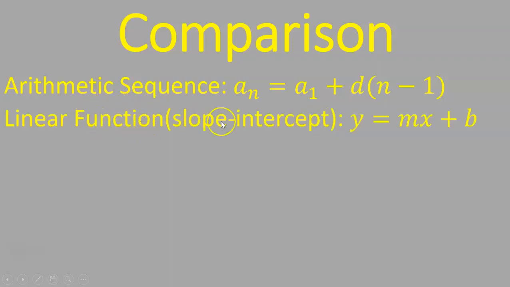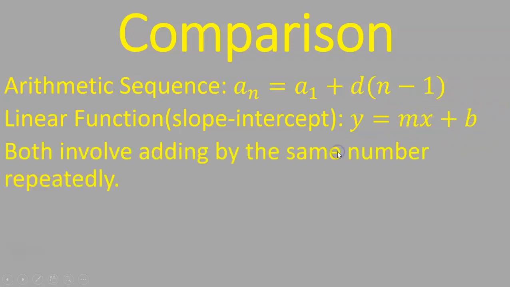Meanwhile, linear function, which at least in slope-intercept form, looks like this: y equals mx plus b. Sometimes you'll see f of x equals mx plus b. And actually, if you were given numbers here, where n was a variable but a sub 1 and d were numbers, you could simplify this down to make it look like sort of this structure. Okay, so there's definitely a similarity there.